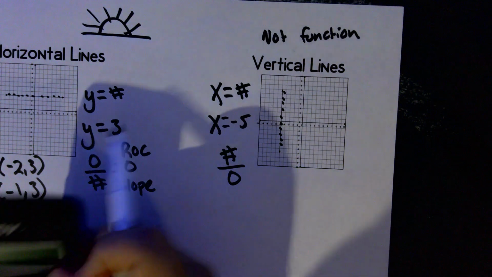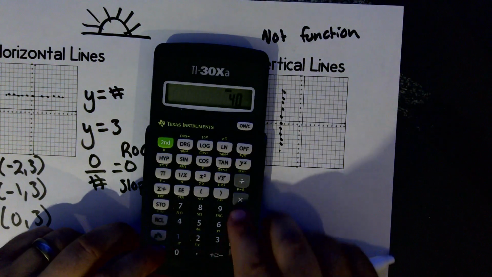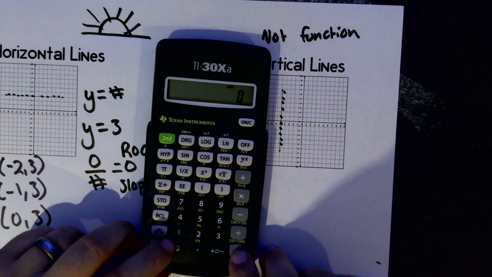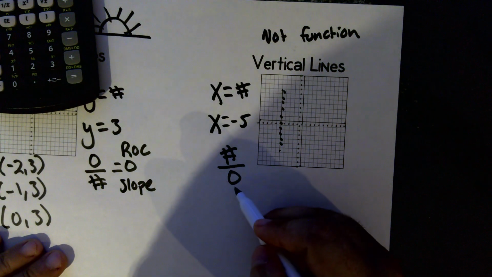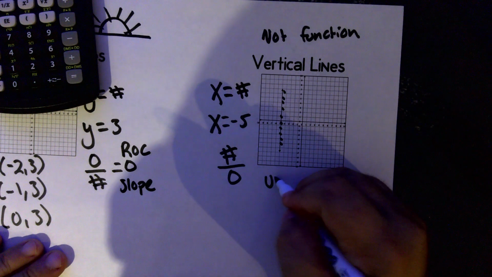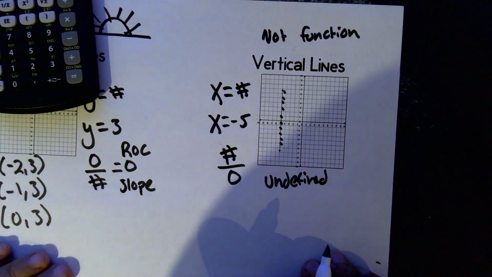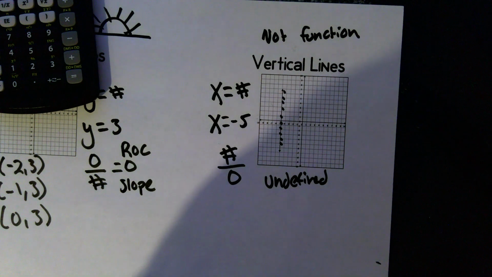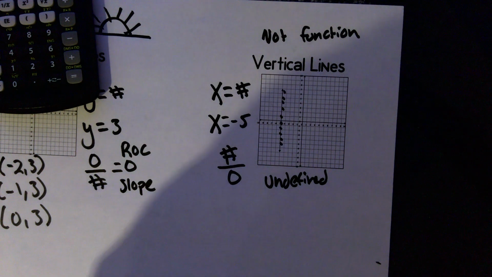And if you divide any number, doesn't matter what number, by 0, it's going to give you an error because you can't do that. So we call this an undefined slope, because you cannot do it. Okay, the average rate of change is non-existent. It can't be done. That's it.